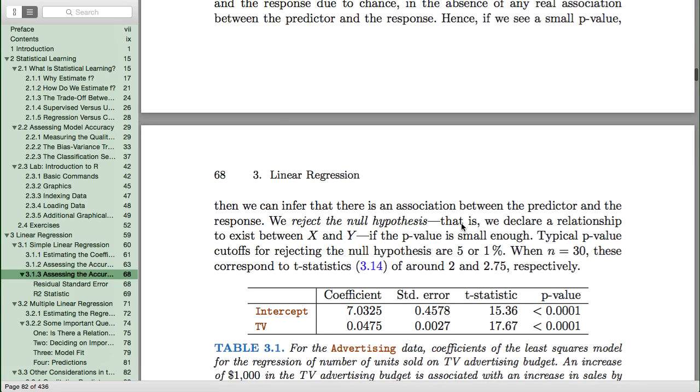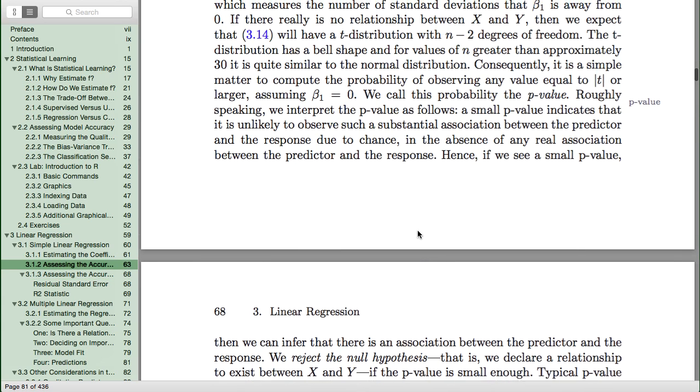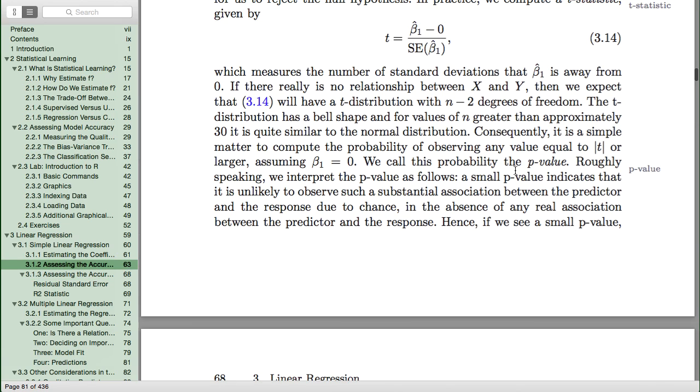And the probability, this p-value thing here, is the probability of observing this t statistic or a larger t statistic if beta 1 is equal to 0. And it's not easy to form an intuitive explanation of the p-value. So this is one of the things that people get wrong the most in statistics.